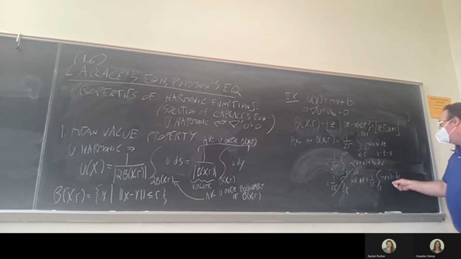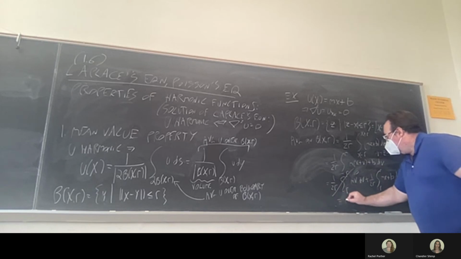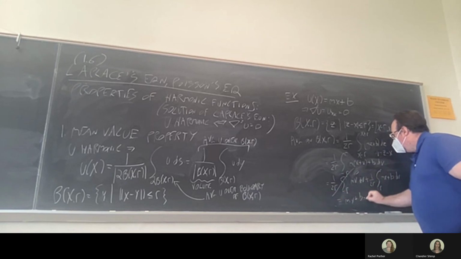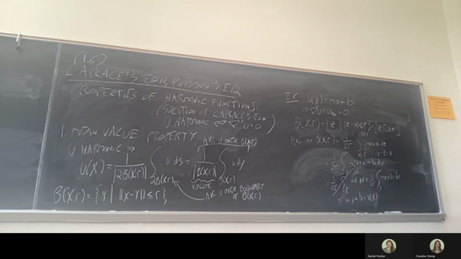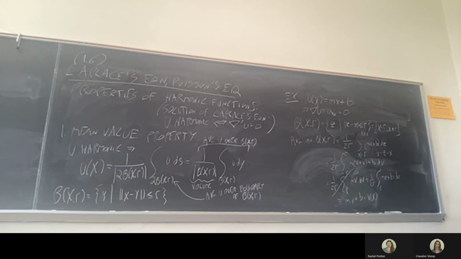Here, this is a constant function. The integral of a constant function is a constant times the difference of limits: r minus minus r, which is 2r, which cancels with this. So I get mx plus b. So the average is mx plus b, and u is mx plus b, so it's equal to its average over that interval.